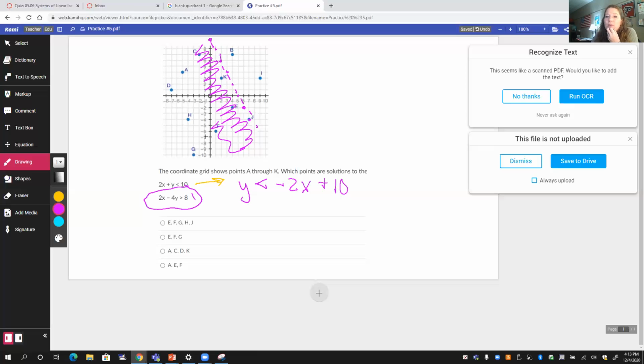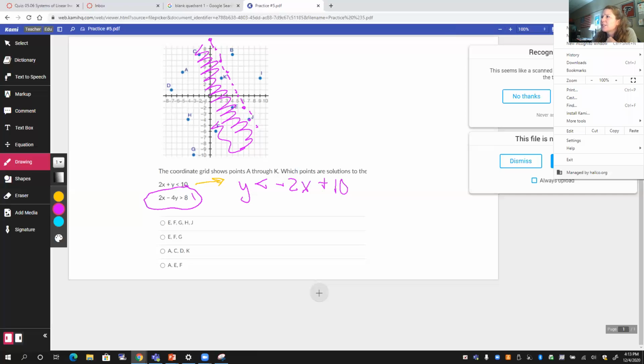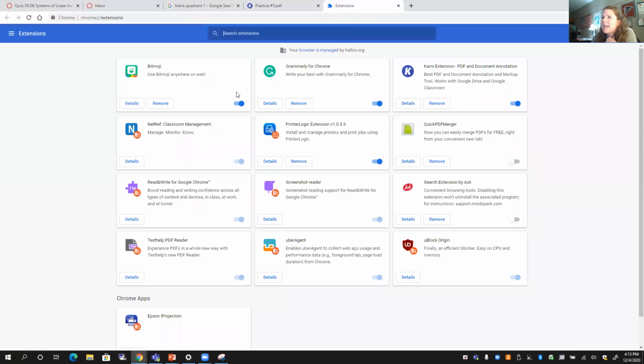So I was helping one of you guys, you know who you are, the other day, and he ended up downloading this and it helped him. So I said, oh, I should show everyone that. So just go to your little dots over here and click on more tools and click on extensions. And that's how you would get Kami, K-A-M-I. I already have it because I've already downloaded it, but it's on your Chromebook. So all of you have that capability.